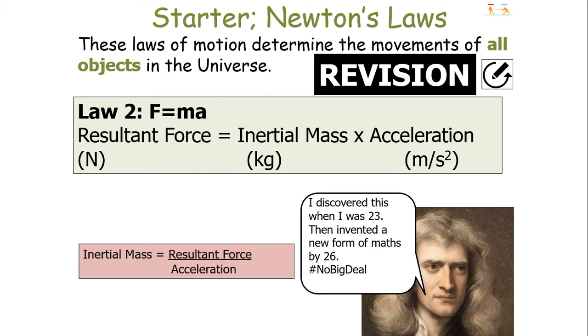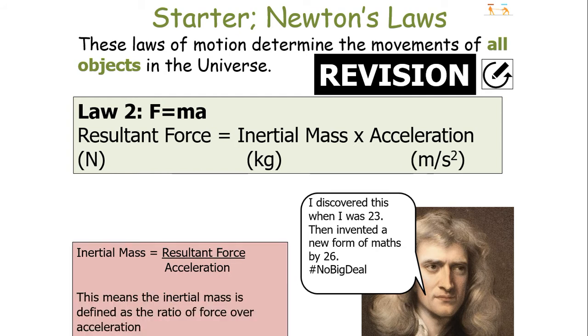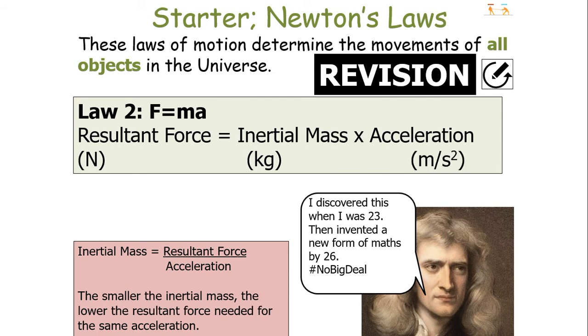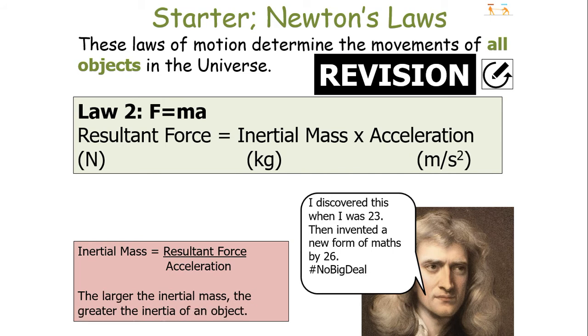We know this because if we rearrange the equation, inertial mass is equal to resultant force over acceleration. So we can define inertial mass as the ratio of force over acceleration. Like we mentioned before, the larger the inertial mass, the greater the resultant force needed for the same acceleration. The smaller the inertial mass, the lower the resultant force needed for the same acceleration. So the larger the inertial mass, the greater we say the inertia of the object.